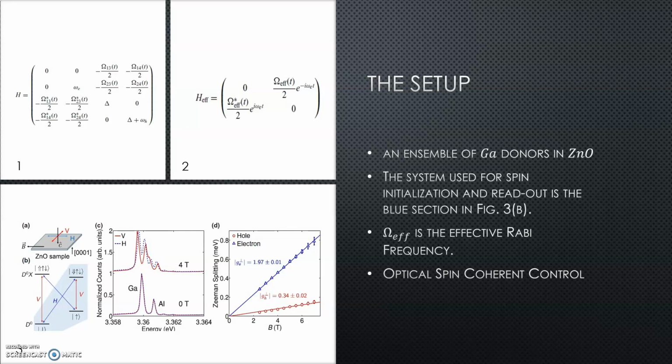Here, figure 1 shows the Hamiltonian for the 4-level donor system in the interaction picture with the rotating wave approximation. The small omega e is equal to the energy of the electron. In this experiment, the polarization of the laser is adjusted so that capital omega 1,3, 2,3, 1,4 and 2,4 are equal to omega r. So this gives us the effective Hamiltonian, where omega effective is the effective Rabi frequency. The whole process is designed to provide optical spin coherent control.